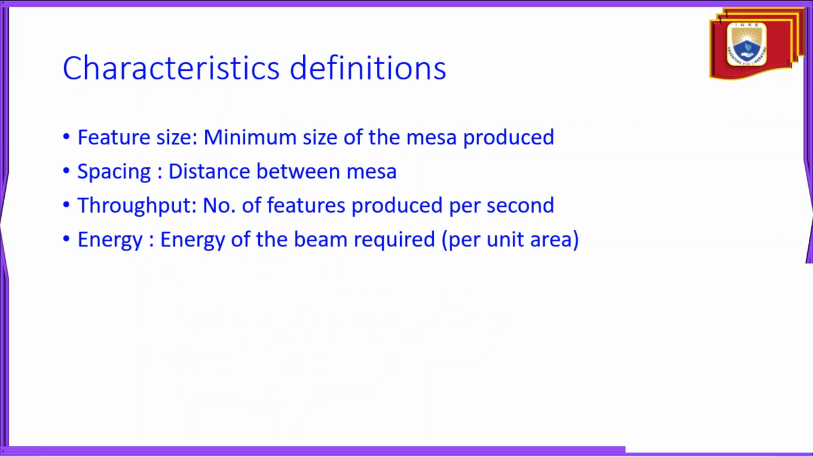So what are the characteristics and definitions? The feature size is the minimum size of the mesa produced, and spacing is the distance between two mesas. Throughput is the number of features produced per second. Energy is the energy of the beam required per unit area. So these are some of the characteristic definitions.